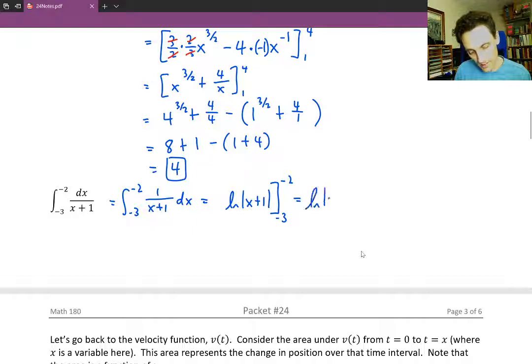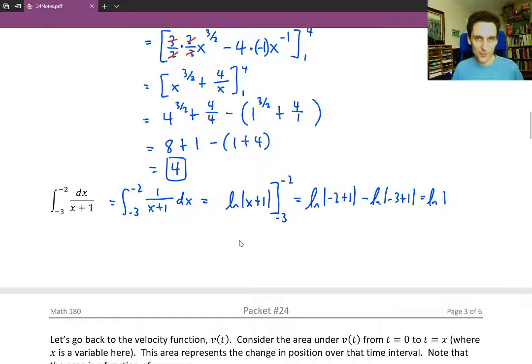Now we're going to plug in the upper limit of integration and then the lower limit of integration. Oops. Said I would plug it in, but I didn't. So this is ln, let's see, -2 plus 1 is -1. Ooh, but we have those absolute value bars to make it positive. Good thing we put those absolute value bars there.